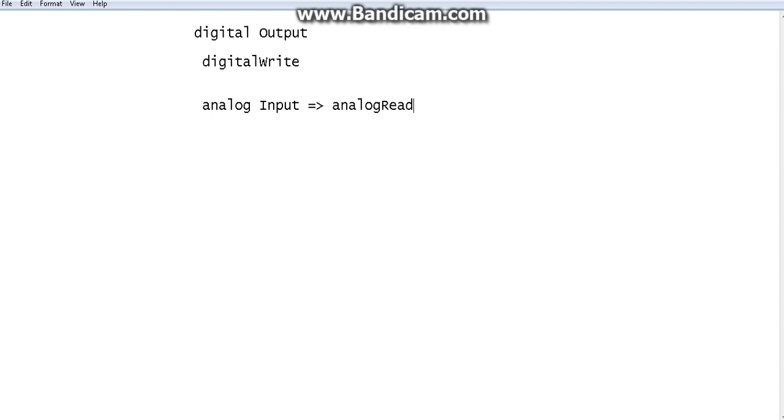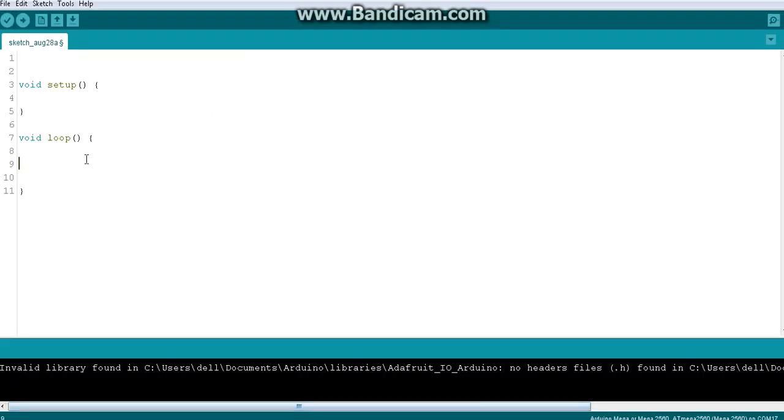So let's say if you are reading a book, that means you are taking the input from the book to yourself. You are taking the knowledge as the input, or you are taking the context as the input to your brain, right? So this is the keyword we are supposed to use to make an analog input, to read an analog value. Compare these two things, you will get the point. Okay, so to give a digital output we say digital write, to get an analog input we say analog read. So I will write the keyword analogRead here.